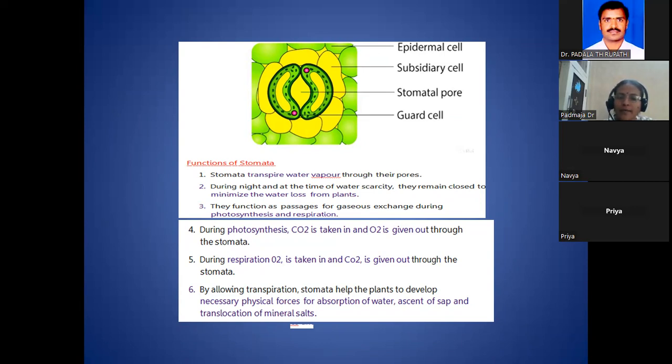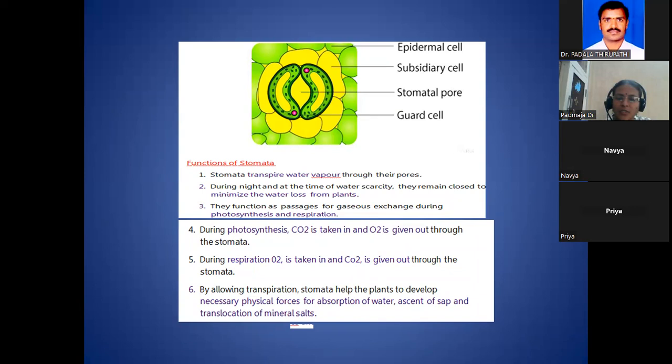During the night and at the time of water scarcity, they remain closed to minimize water loss from the plant. So this opening and closing of the stomata also plays a very important role in maintaining the water in the plant cells. They also function as a passage for gaseous exchange during photosynthesis and respiration. They help in the intake and release of carbon dioxide and oxygen through these pores. During photosynthesis, carbon dioxide is taken in and O2 is given out through the stomata. During respiration, O2 is taken in and CO2 is given out through the stomata.